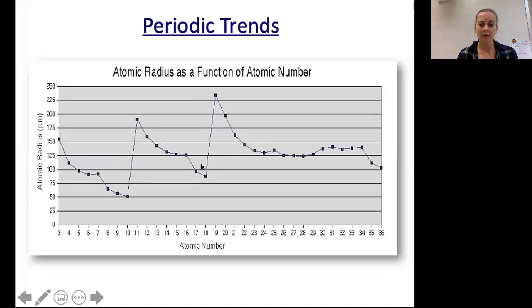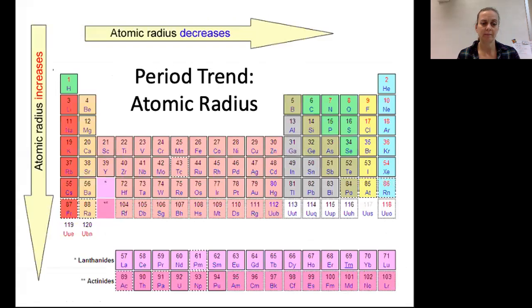So I'm not going to ask you to compare between two groups as you go down, but just within one group as you go down, or within one period as you go across. So if we were to look at the periodic table as a whole, as we go across from left to right, the atomic radius is going to decrease. And as we go down, the atomic radius is going to increase.